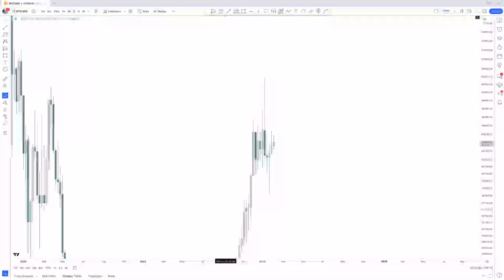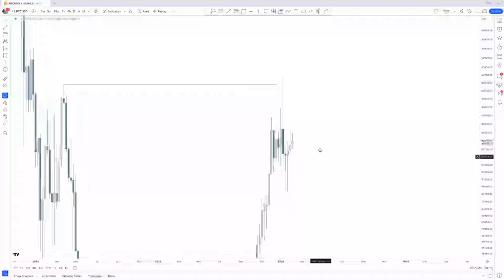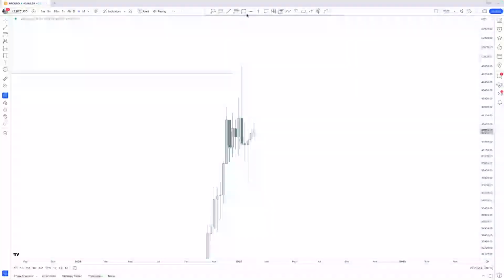Right here, we are on Bitcoin and we actually reached this target, which we had. And after we reached that target, we actually mentioned as well in the forecast that we can look to target this weekly fair value gap.